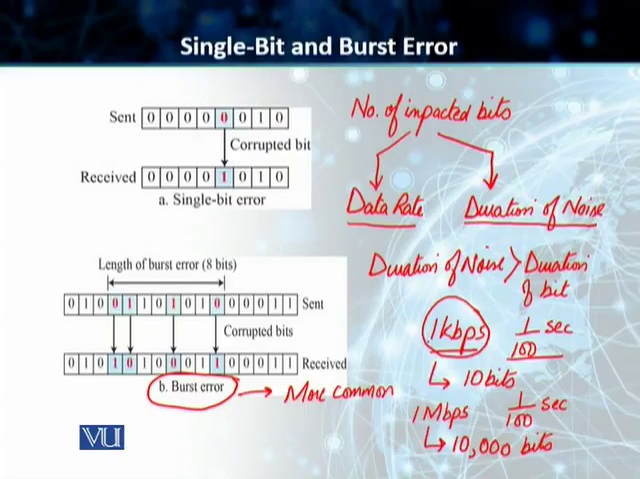As you can see, if the data rate is increased or is higher, given that the noise source, the duration of the noise remains constant, we will have more bits that will be impacted as compared to when the data rate was 1 kilobits per second. Similarly, if you increase the duration of noise and you keep the data rate constant, once again, the number of bits that are impacted, that goes up again. So students, this was the concept of the different types of error, and specifically the burst errors and the duration of noise.